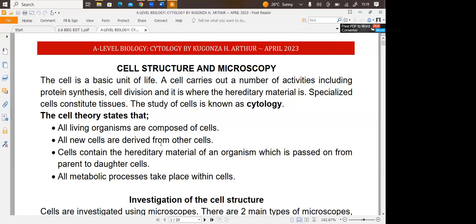Okay, so I hope my document is coming through, the one which has the notes.